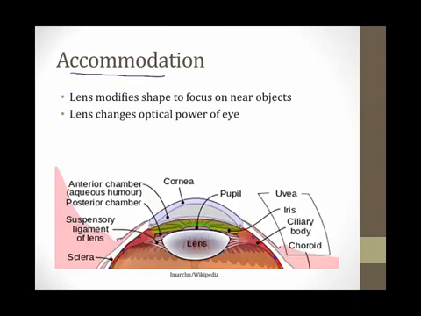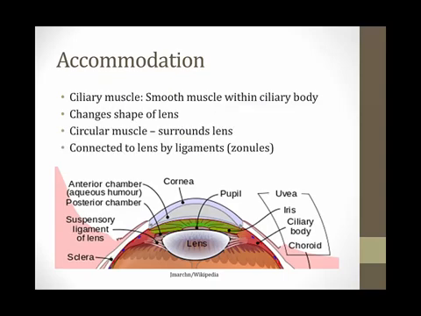Accommodation is the process by which the lens modifies its shape to focus on near objects. When the lens does this, it changes the optical power of the eye. If you look at this drawing of the front half of the eyeball at the bottom of the screen, you will see that the lens sits behind the pupil and that it is connected to a structure called the ciliary body. Within the ciliary body, you can find the ciliary muscle, which is a smooth muscle that can change the shape of the lens. It's a circular muscle that surrounds the lens, and it's connected to the lens by ligaments, which are known as zonules, and they're shown here in white in this picture.